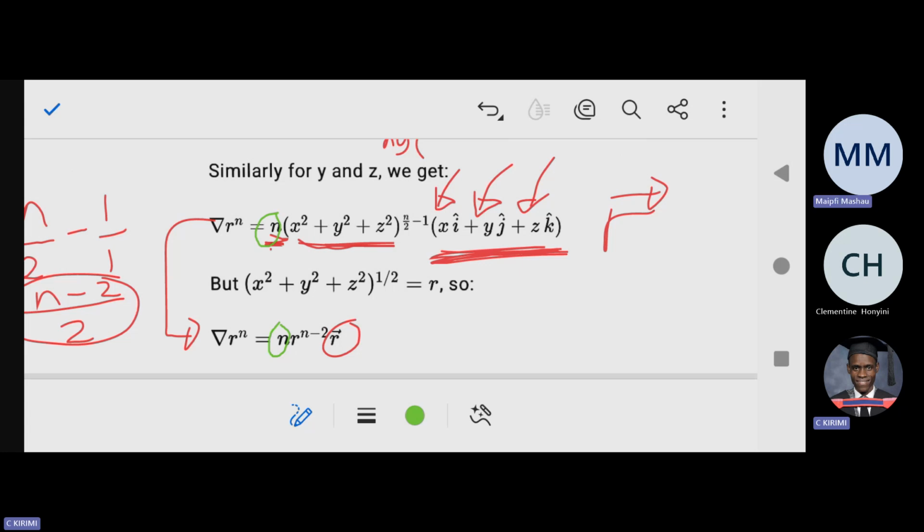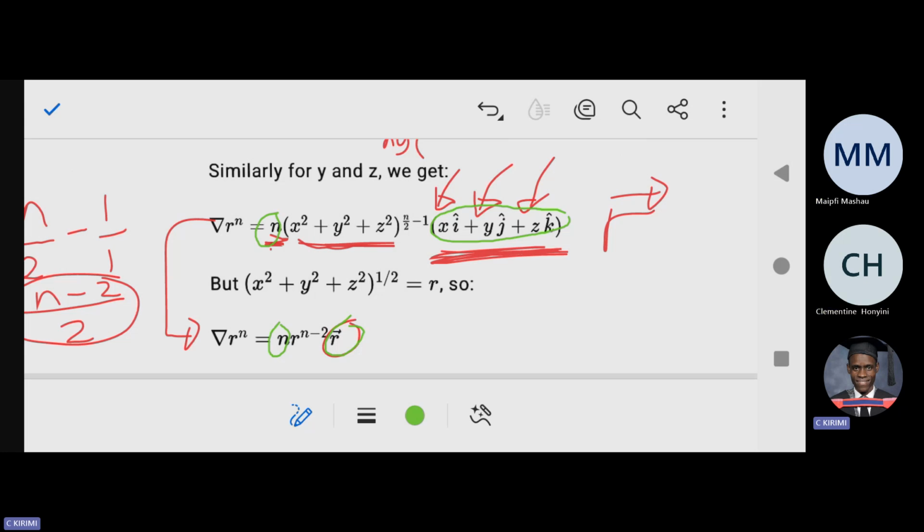And then let's go to the r. This is the r. Any problem with the r? No problem with the n and no problem with the vector. The problem is with the r, that one, the power, the magnitude. Yes, so that's what I want to explain.